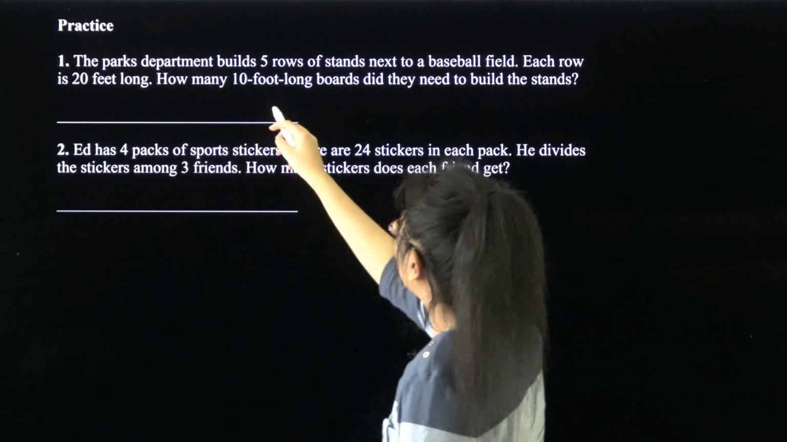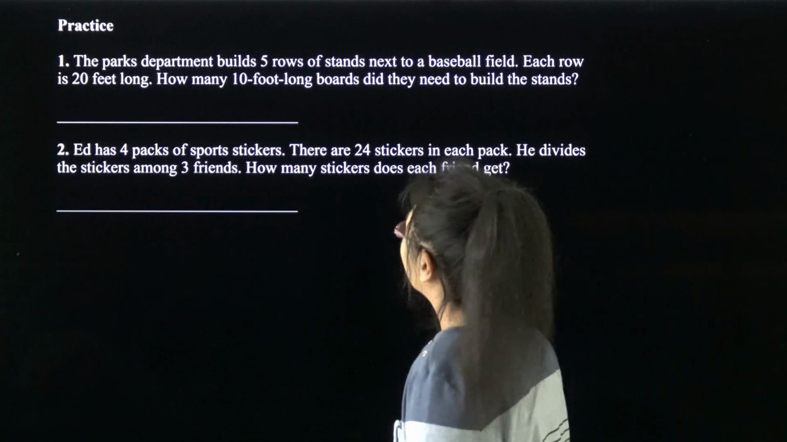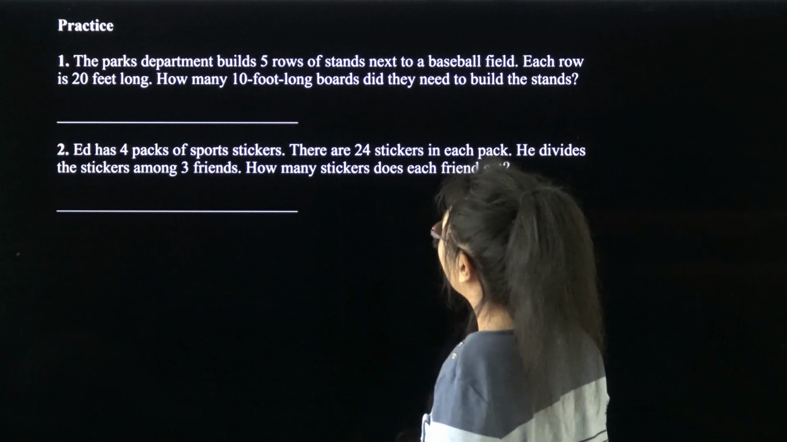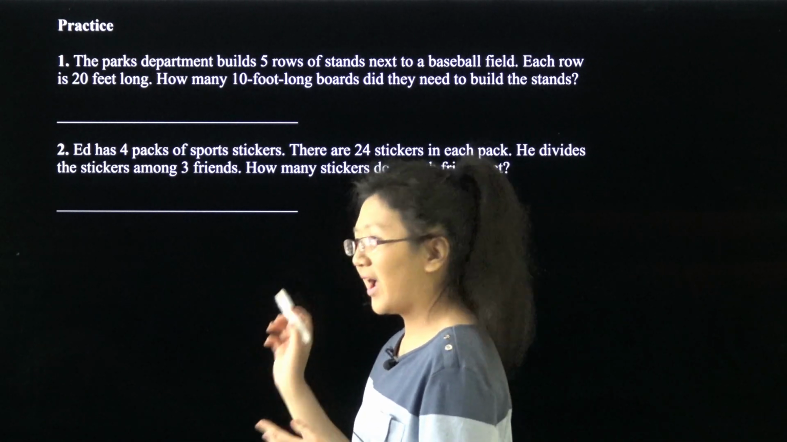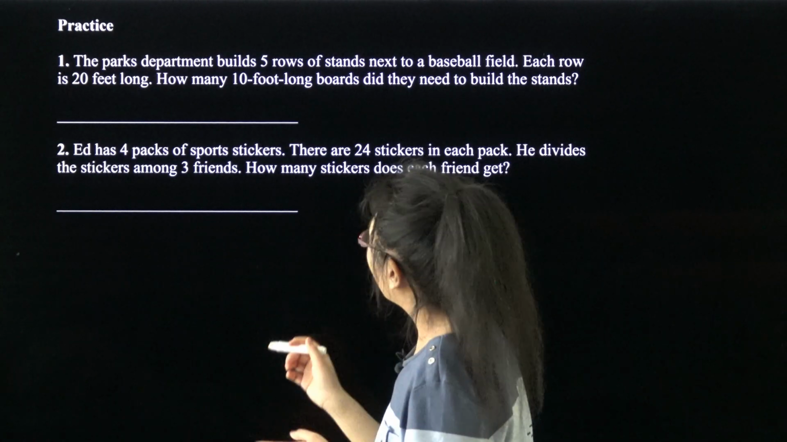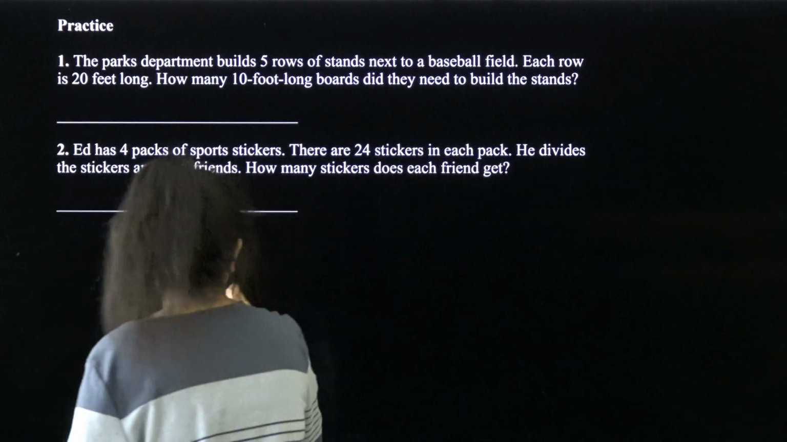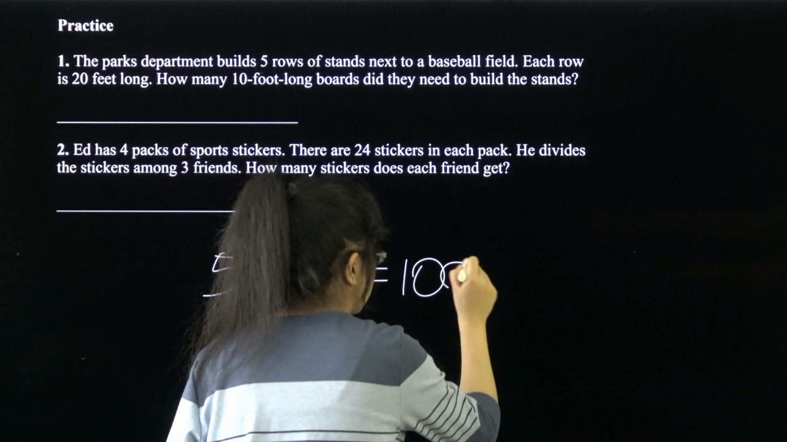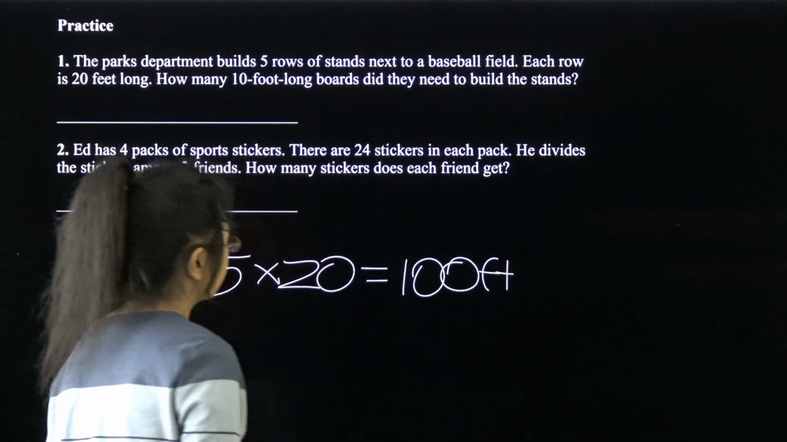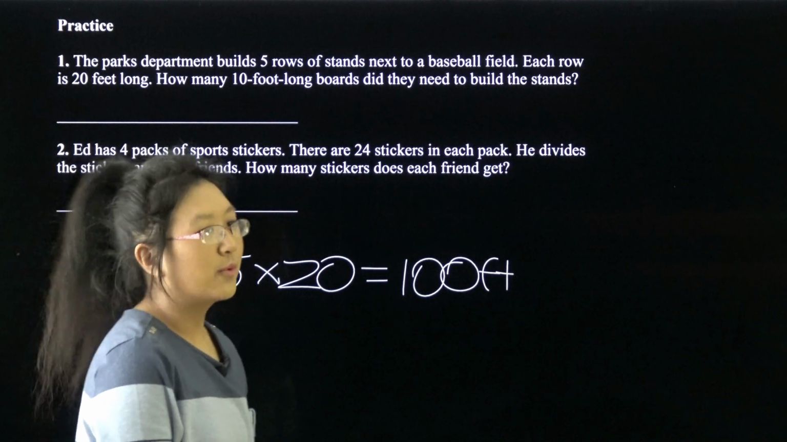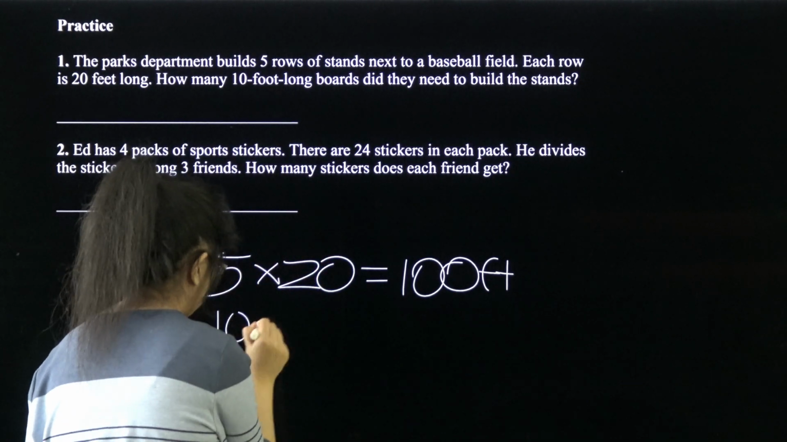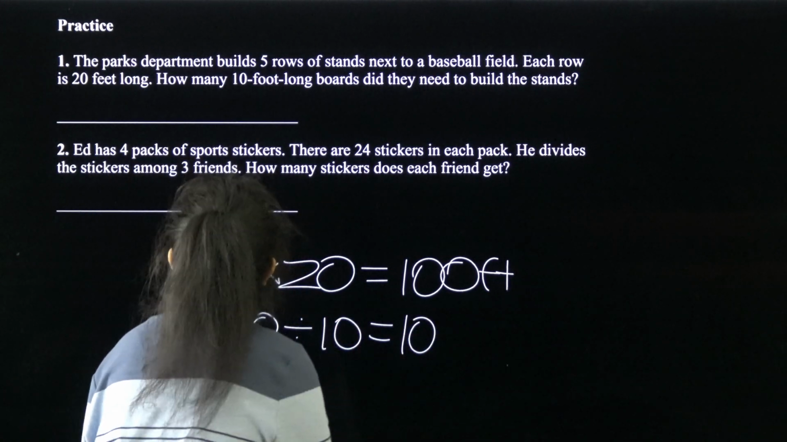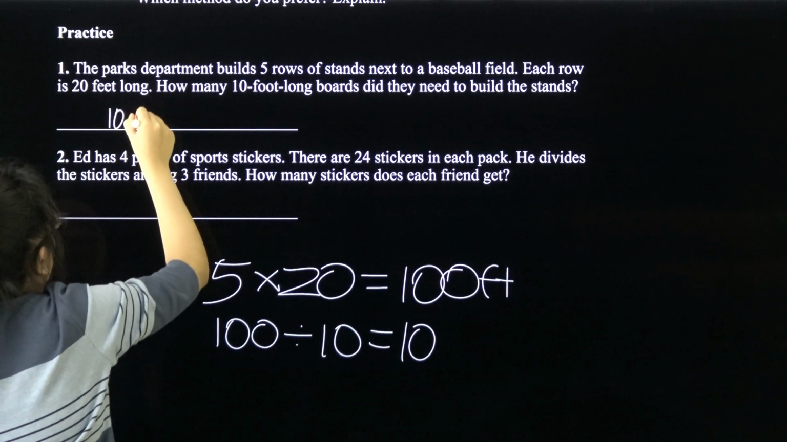Practice problem number 1. The Parks Department builds 5 rows of stands next to a baseball field. Each row is 20 feet long. How many 10-foot long boards did they need to build the stands? So there's 5 rows, and each row is 20 feet. So that's 5 times 20 is 100 feet in total. How many 10-foot long boards do they need? 100 divided by 10 equals 10. So they needed 10 boards.